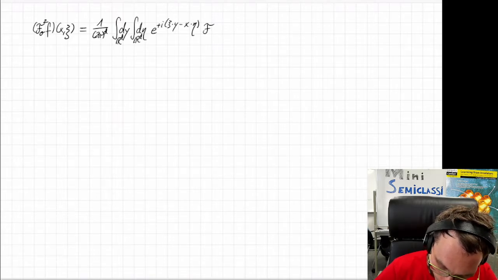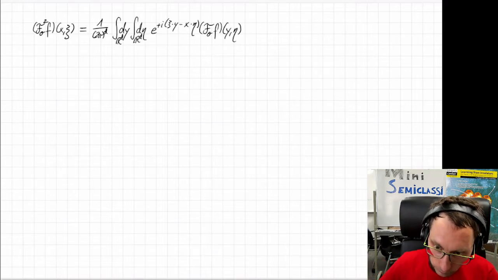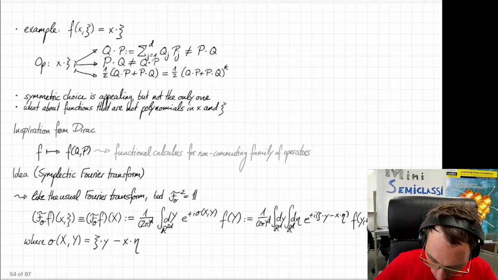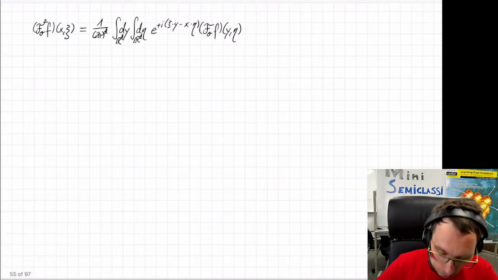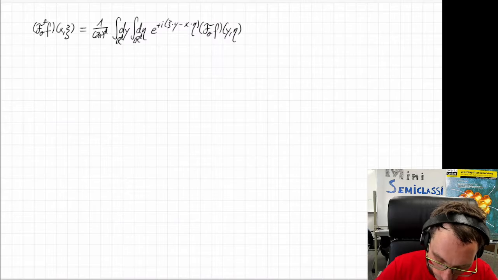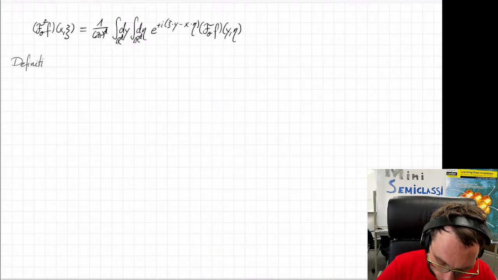Then I have to multiply the symplectic Fourier transform of f evaluated at y and eta. So now if I look back at the notation you can find in older physics books, we can just make this into a definition. And this is indeed the definition for Weyl quantization.